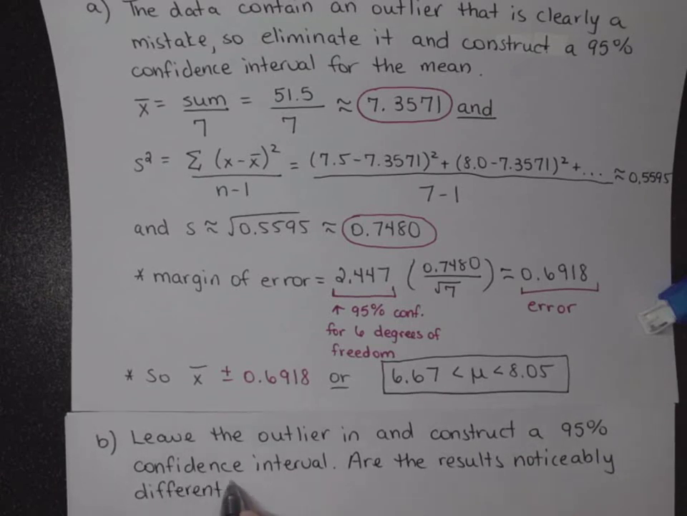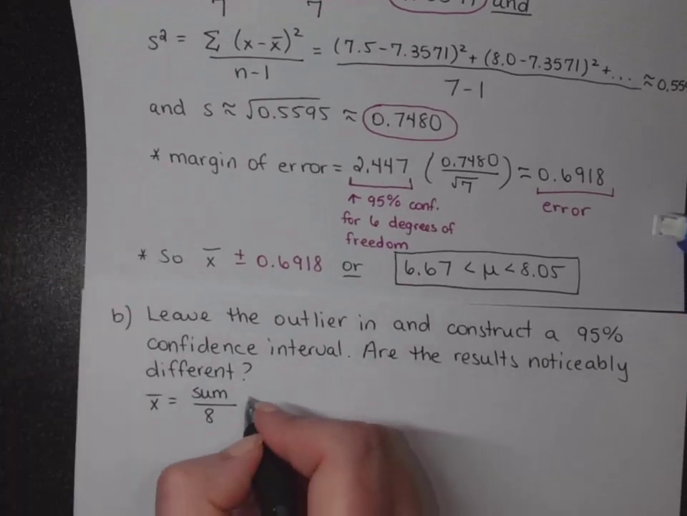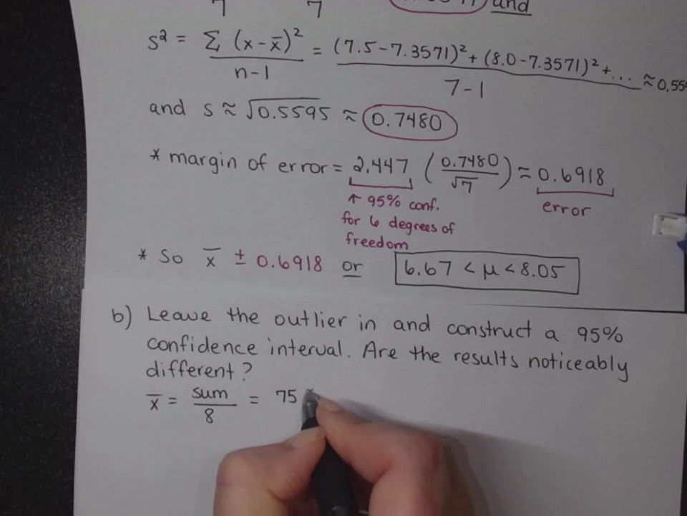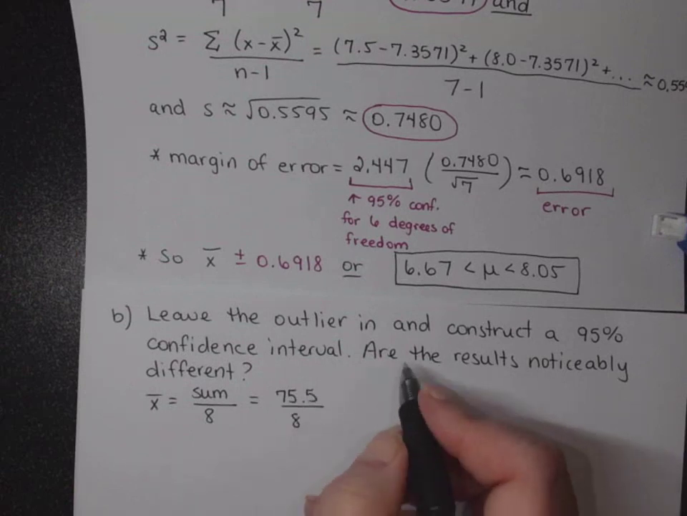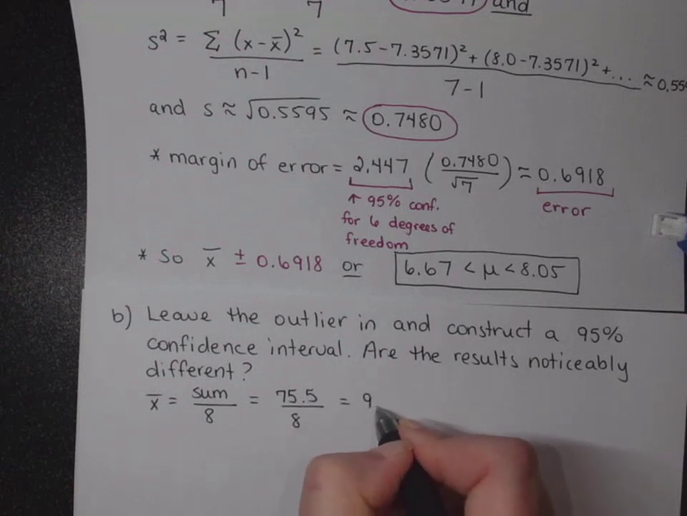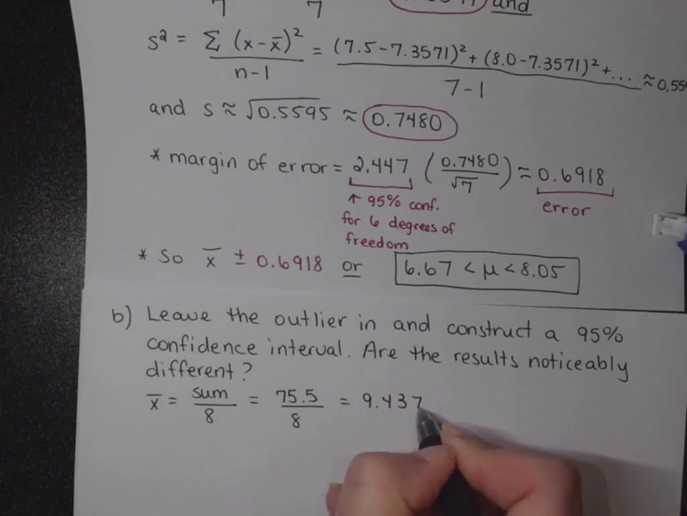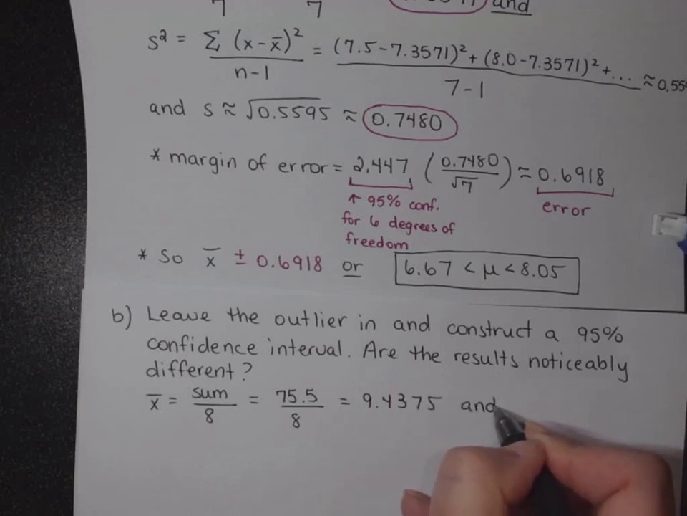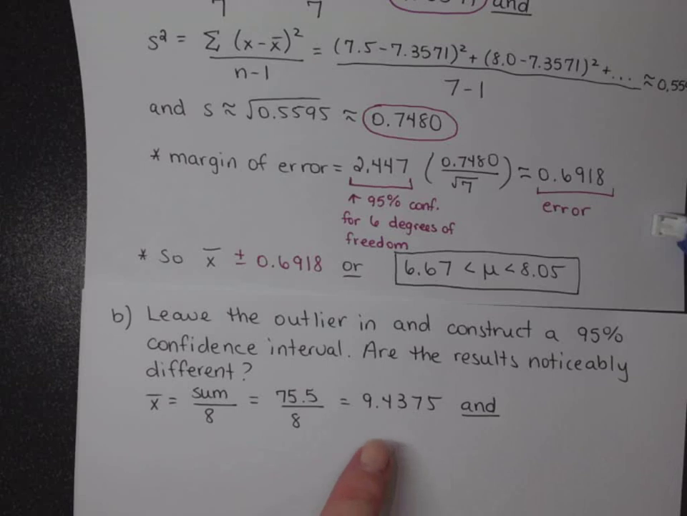Unfortunately, you're going to have to figure a lot of these things again, okay, because we have a new X bar. Notice this time you'll have to do the sum over 8. So you can pause it, make sure you get this, but 75.5 divided by 8 is actually exactly equal to 9.4375. Okay, certainly it changed the mean, right? It brought the mean up by like 2 whole hours.